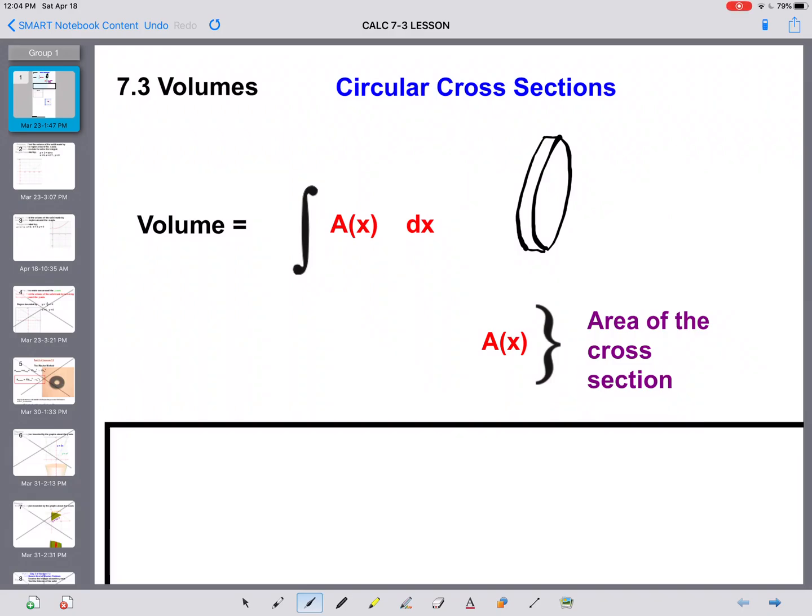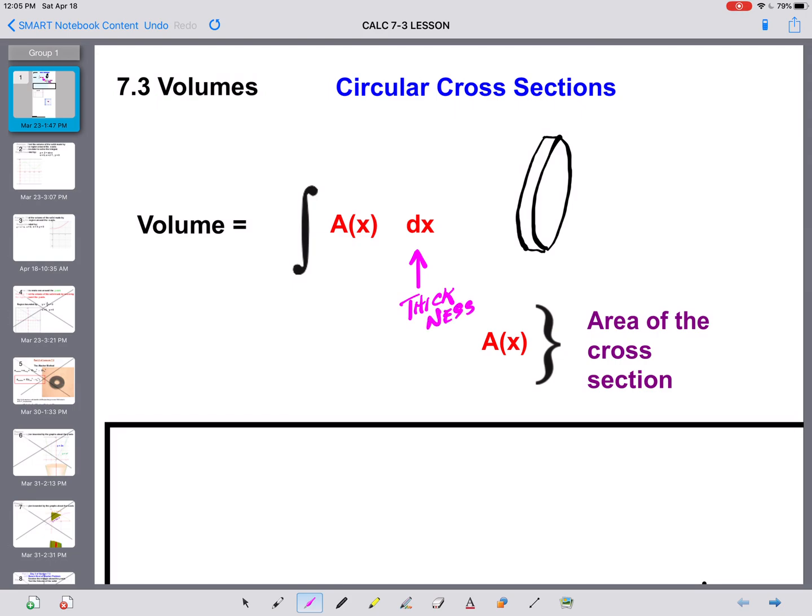Okay, here is lesson 7.3. What we're talking about today is volumes. We're going to take shapes and find the volume of them. First of all, the volume is going to be the integral of the area times the thickness. Our dx is going to represent the thickness.